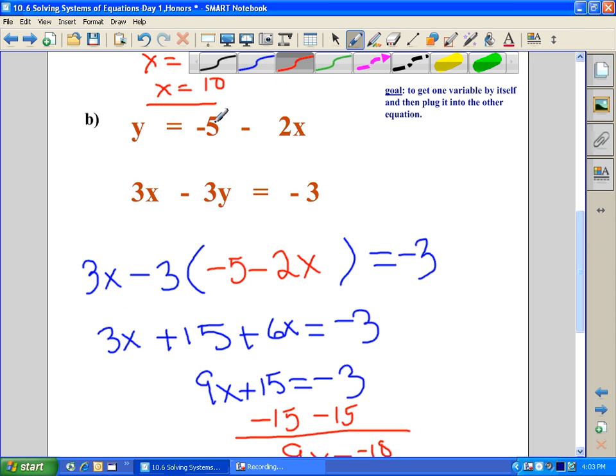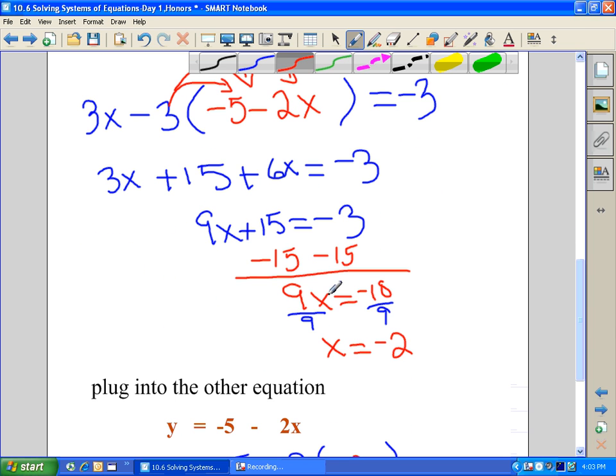Y equals -5 minus 2x. So wherever I saw y in this equation right here, I wrote -5 minus 2x. I multiplied everything by -3 inside the parentheses right here. Okay, and I came up with a positive because a negative times a negative is positive. And again, positive 6x. When I solve for x, I came up with x equals -2.